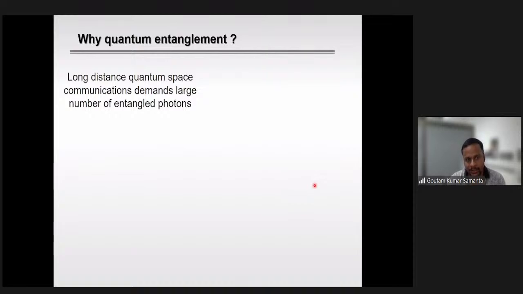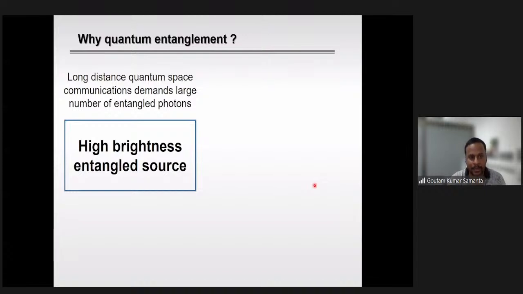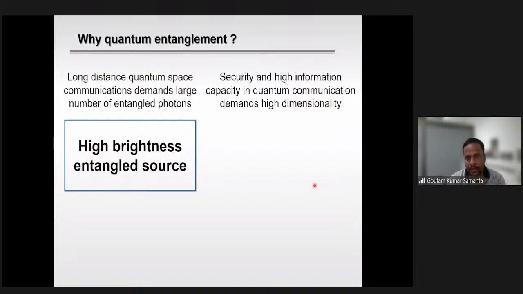And if you ask why and what is quantum entanglement, it is basically for long distance communication, let's say free space communication. What are the limitations? In any long distance communication, the loss in the channel itself cannot be avoided or overcome. To overcome such situations, one has to improve the source itself. That's why we are trying to increase the number of entangled photons, or improve the brightness of the entangled photon source. At the same time, secure and high information capacity communication demands high dimensional entanglement.